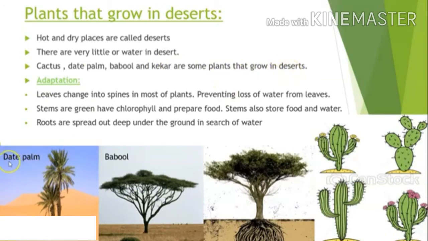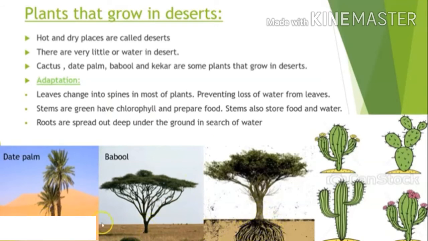So this is a date palm. You would have eaten so many dates. Some dates come from Dubai also. These date palms are famous in Dubai, and Dubai is also a kind of desert. Okay, so this is the babul plant. You can see this is also a plant that grows in the desert area. And one more is kikar. What you can see is that these plants have roots deep inside the soil.